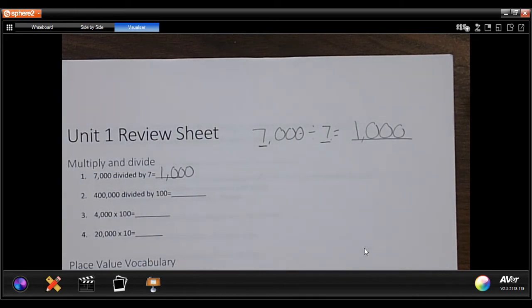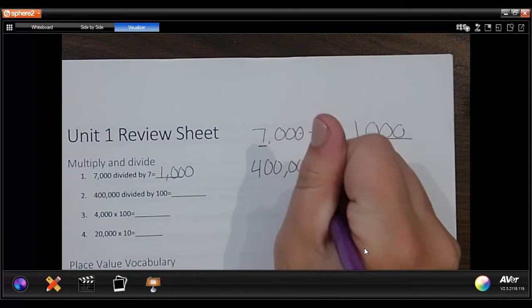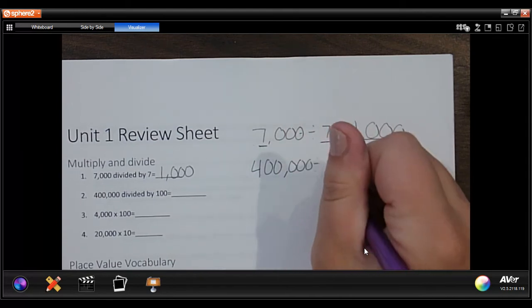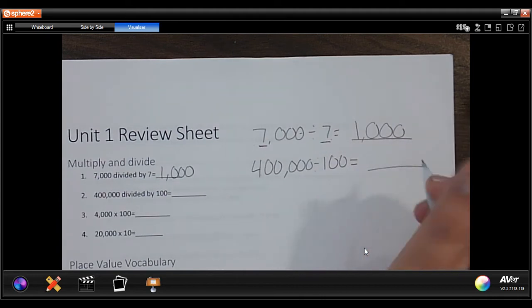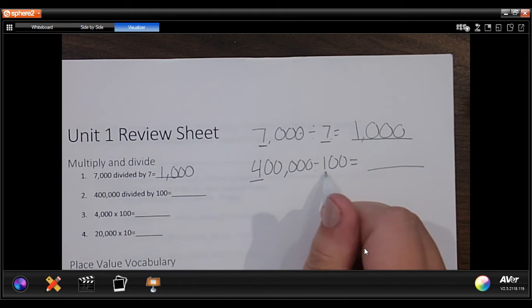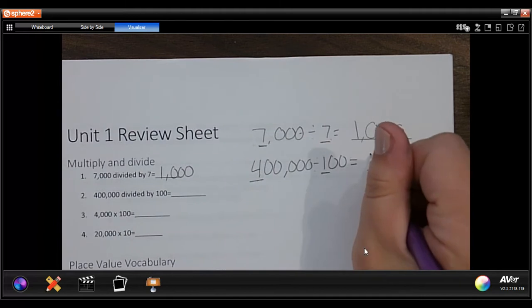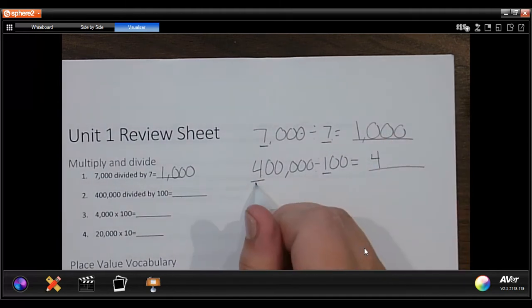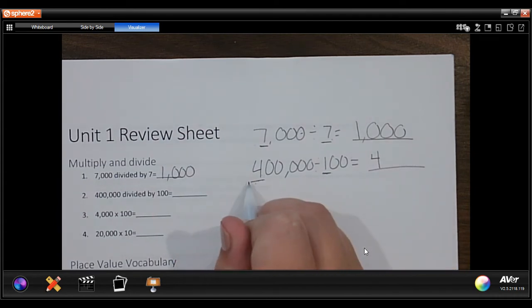Number 2 says 400,000 divided by 100 equals blank. For this one, I'm going to do the same thing. I'm going to underline the digits that are not 0, which are 4 and 1. And I'm going to say 4 divided by 1 is equal to 4. If you had 4 cookies and you're dividing them up by one person, that one person gets all 4 cookies.